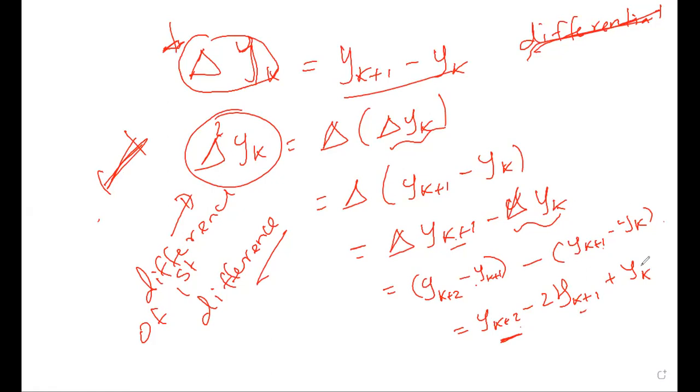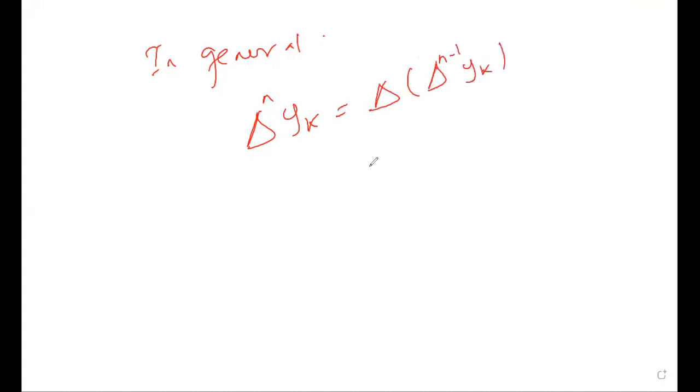So is it possible for you to find the nth general one? So I'm erasing this one. In general, it is like delta n of yk. So n times we are taking difference means it's like delta into delta n minus 1 yk. Okay. Wait, sorry, this is n minus 1. This is delta. So when you add n minus 1 plus 1, it will be n.